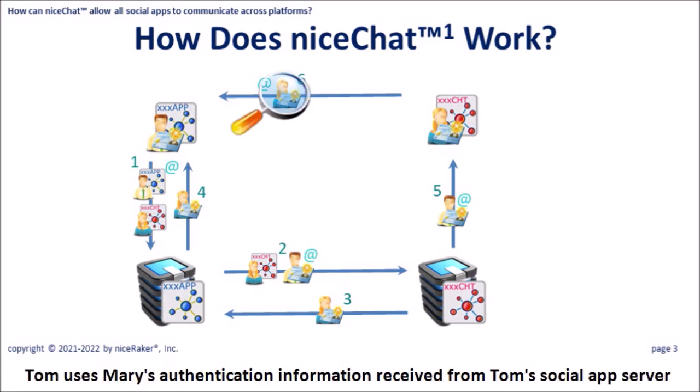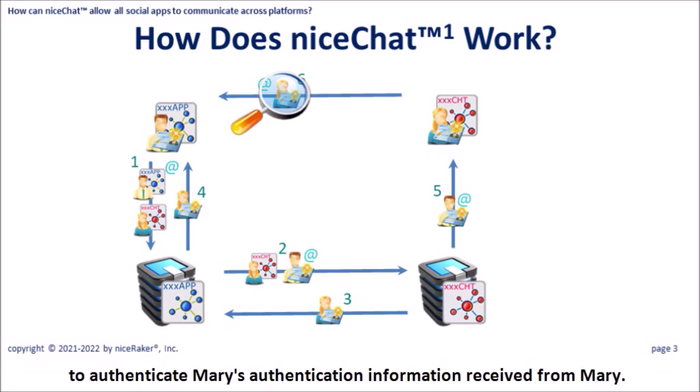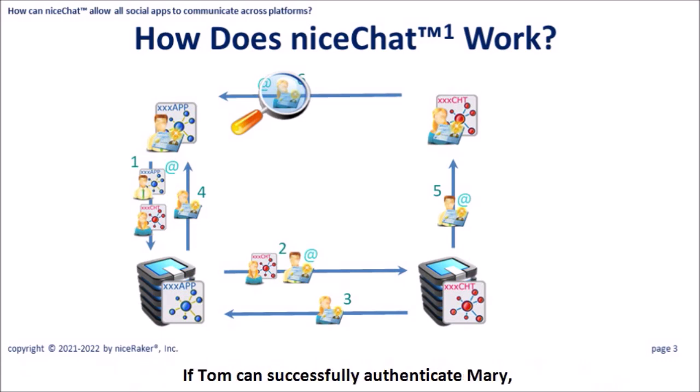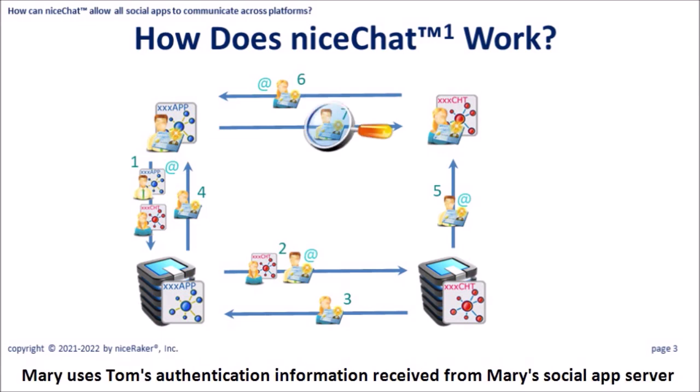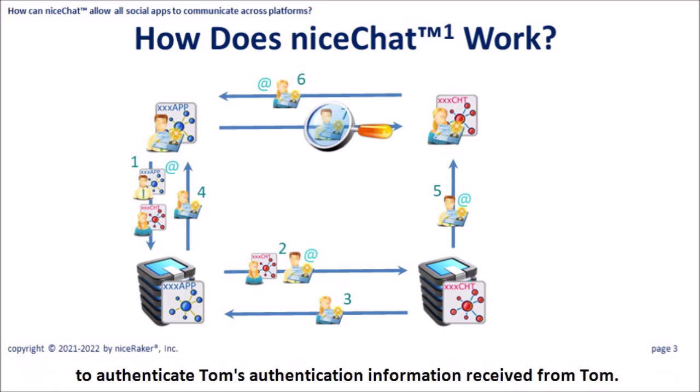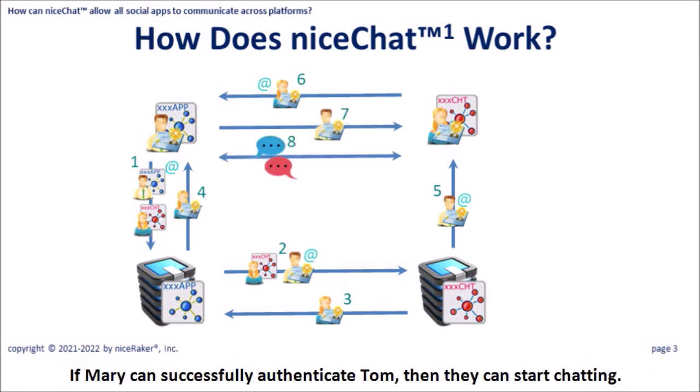Tom uses Mary's authentication information received from Tom's social app server to authenticate Mary's authentication information received from Mary. If Tom can successfully authenticate Mary, Tom provides Tom's authentication information to Mary. Mary uses Tom's authentication information received from Mary's social app server to authenticate Tom's authentication information received from Tom. If Mary can successfully authenticate Tom, then they can start chatting.